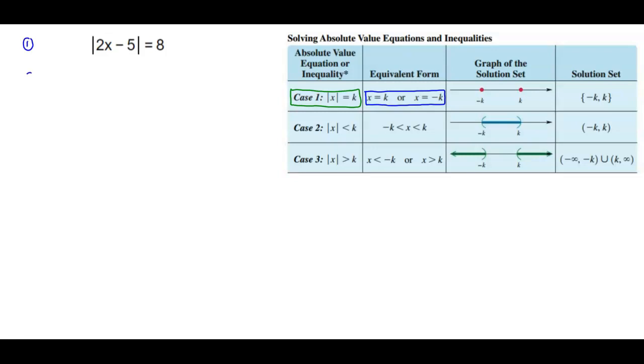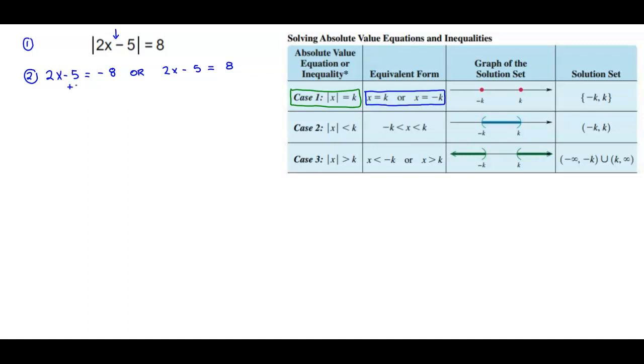Second step is to write down the two equations. So we have 2x minus 5, which is what's inside the absolute value, equal to negative 8, or 2x minus 5 is going to equal positive 8. Now we're going to solve those two equations.